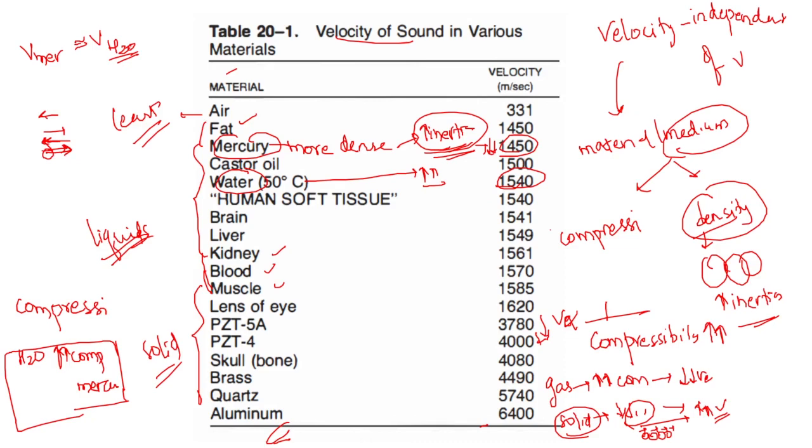Okay. So if you see the relationship between wavelength and velocity, velocity of sound is equal to frequency nu into wavelength. In the ultrasonic frequency range, velocity is constant in any particular medium.